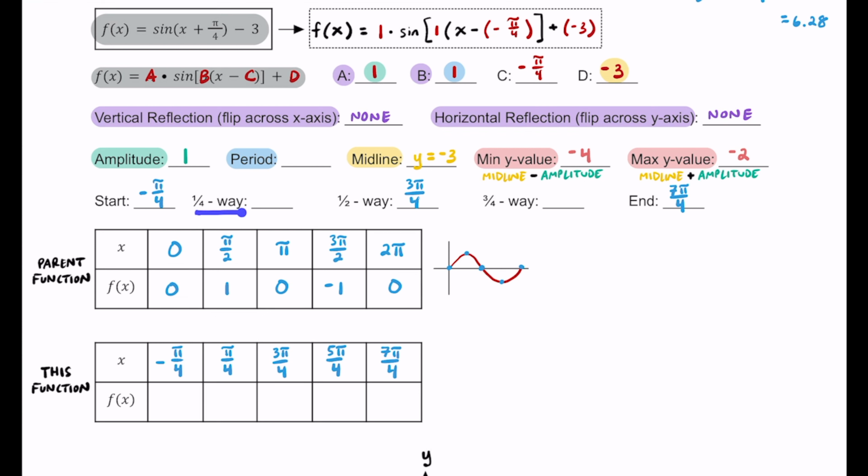The 1/4 of the way through point is going to be at x equals pi over 4. Go ahead and write pi over 4 here. And then let's go ahead and say our 3/4 point, that's going to be this 5 pi over 4.